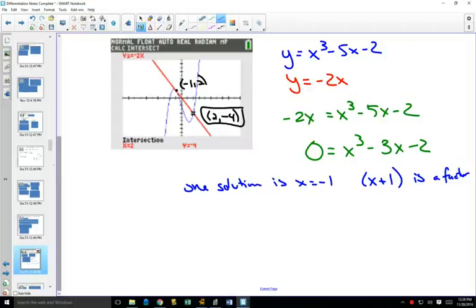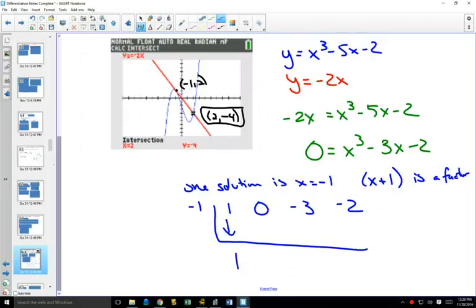Do you remember synthetic division? If we use synthetic division on this, we'd have 1, 0, negative 3, negative 2, and you'd have a negative 1 out in front, right? So you would bring down the 1, multiply, get negative 1, add negative 1, multiply, get 1, add, get negative 2, multiply, get 2. And sure enough, since we knew that was a factor, you get a zero remainder.